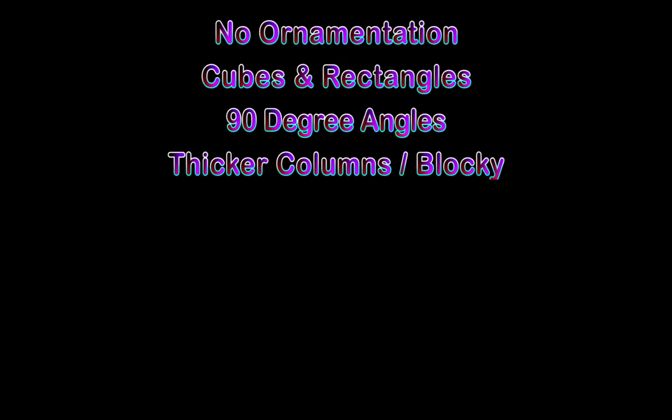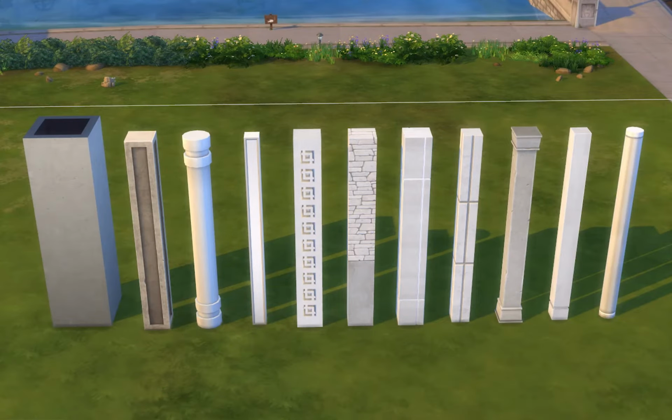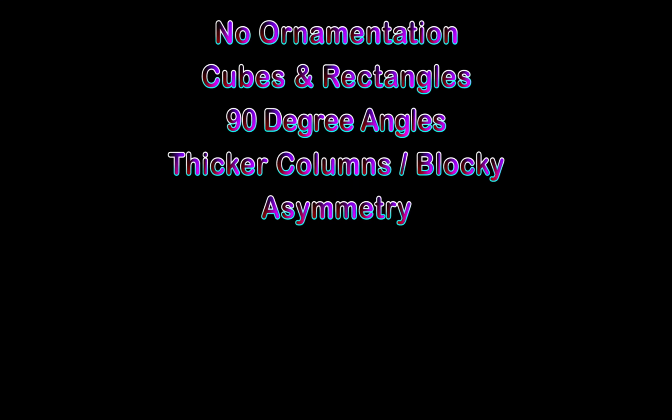And most everything you're going to have at a 90-degree angle. You're not going to have funny angles or anything like that. Really strong emphasis on horizontal and vertical lines, lots of blocky shapes. If you use columns, you want thicker rather than thinner columns. Asymmetry is common. You don't have to have asymmetry, but it's common in modern compositions.